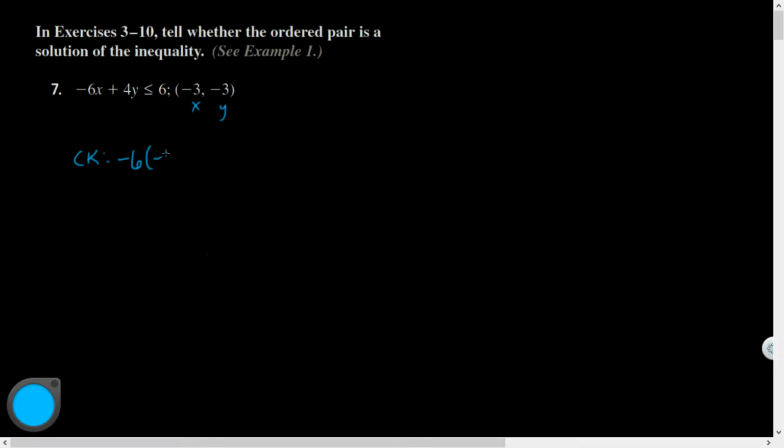So is negative 6 times negative 3 plus 4 times negative 3 less than or equal to 6? Let's multiply those. That's going to be 18. 4 times a negative is negative. Is that less than or equal to 6? And 18 minus 12 is exactly 6. So is this true? Yes, because of the equal part. It's not less, but it hits the equal. So negative 3 is a solution.